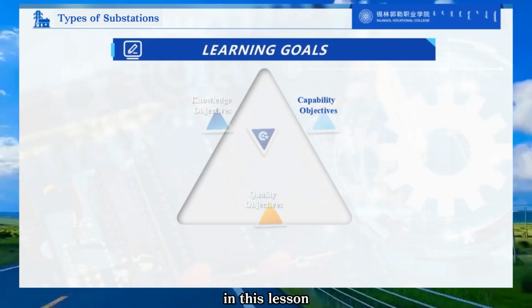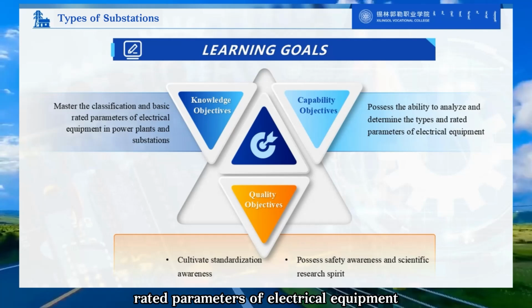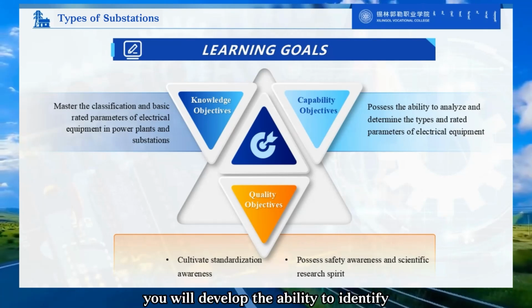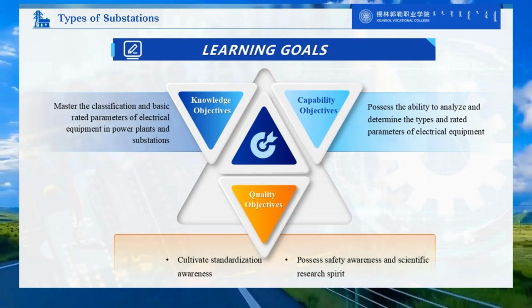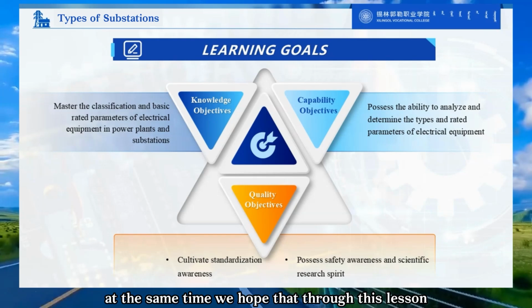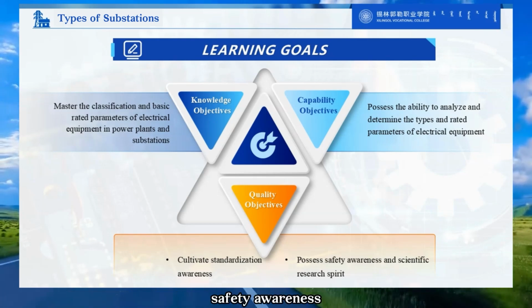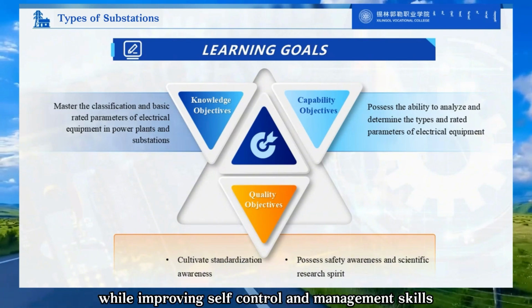In this lesson, we will learn about the types and technical parameters of electrical equipment. We need to master the classification and basic rated parameters of electrical equipment in power plants and substations. Through this lesson, you will develop the ability to identify and analyze the types and rated parameters of electrical equipment. At the same time, we hope to further cultivate a sense of standardization, safety awareness, and a spirit of exploration, while improving self-control and management skills.